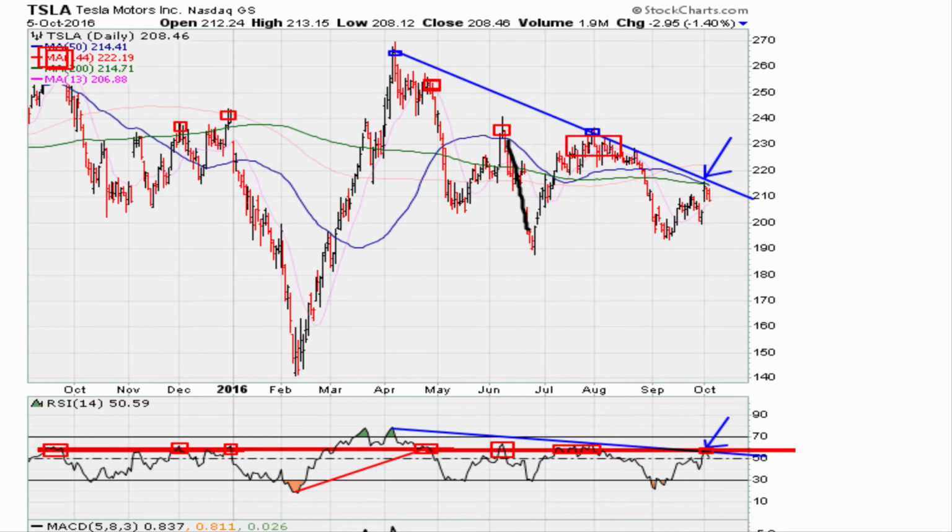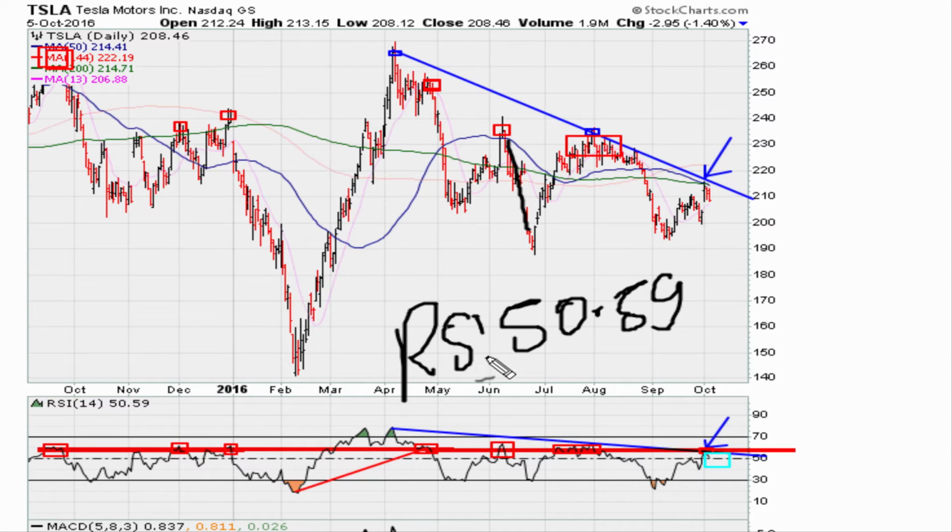Now one thing I want to point out here is take a look at where the RSI closed as of yesterday. The RSI closed at 50.59 on the daily, and the trap here is that as we move below 50, you tend to have a huge reactional move lower in terms of relative action. So relatively speaking, a move below 50 on the daily RSI suggests a big down day.